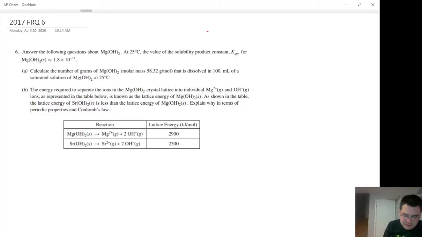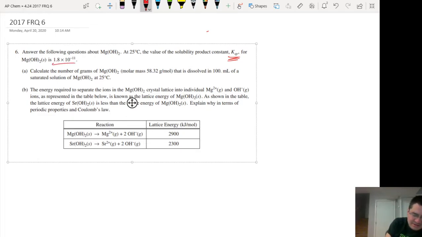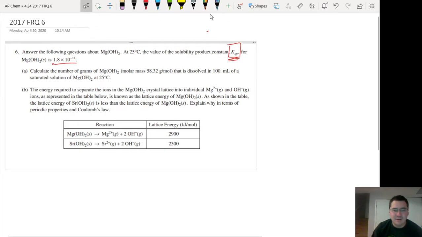So answer the following questions about magnesium hydroxide. At 25 degrees Celsius, the value of the solubility product constant, capital K_sp, for magnesium hydroxide is 1.8 times 10 to the minus 11. Calculate the number of grams of magnesium hydroxide that is dissolved in 100 milliliters of a saturated solution of magnesium hydroxide at 25 degrees Celsius. So, again, you see capital K, you're going to write out the equilibrium expression.